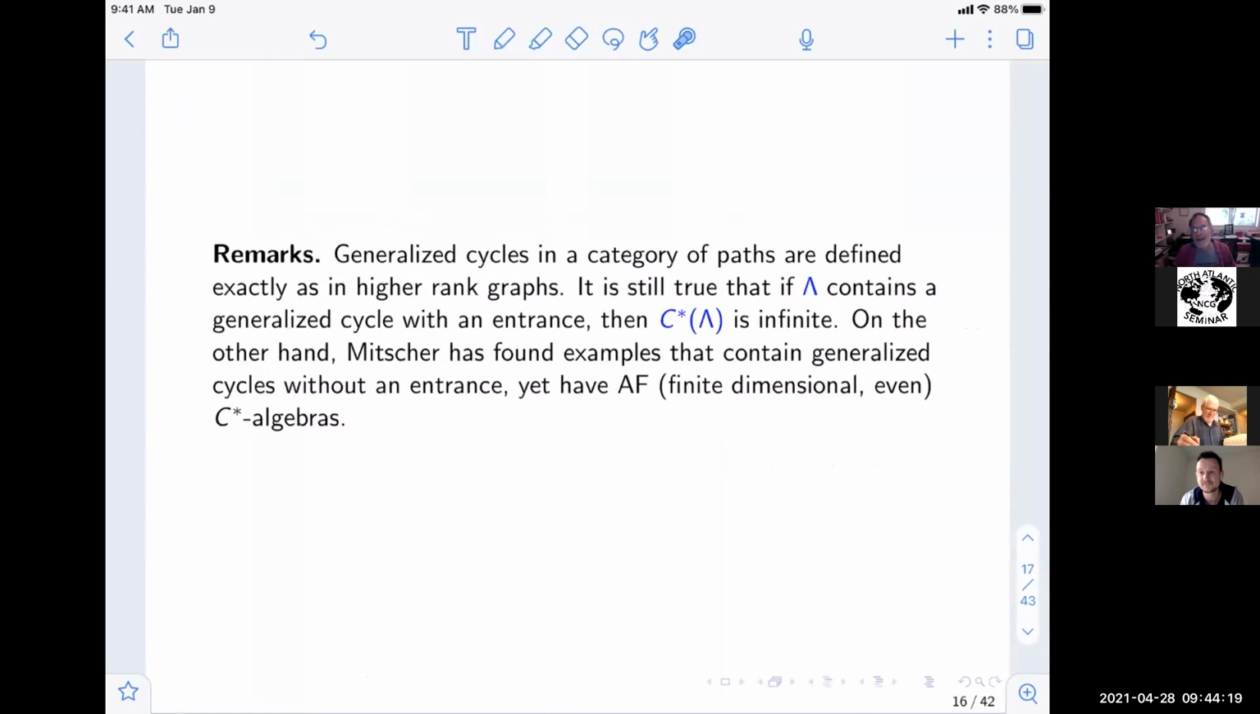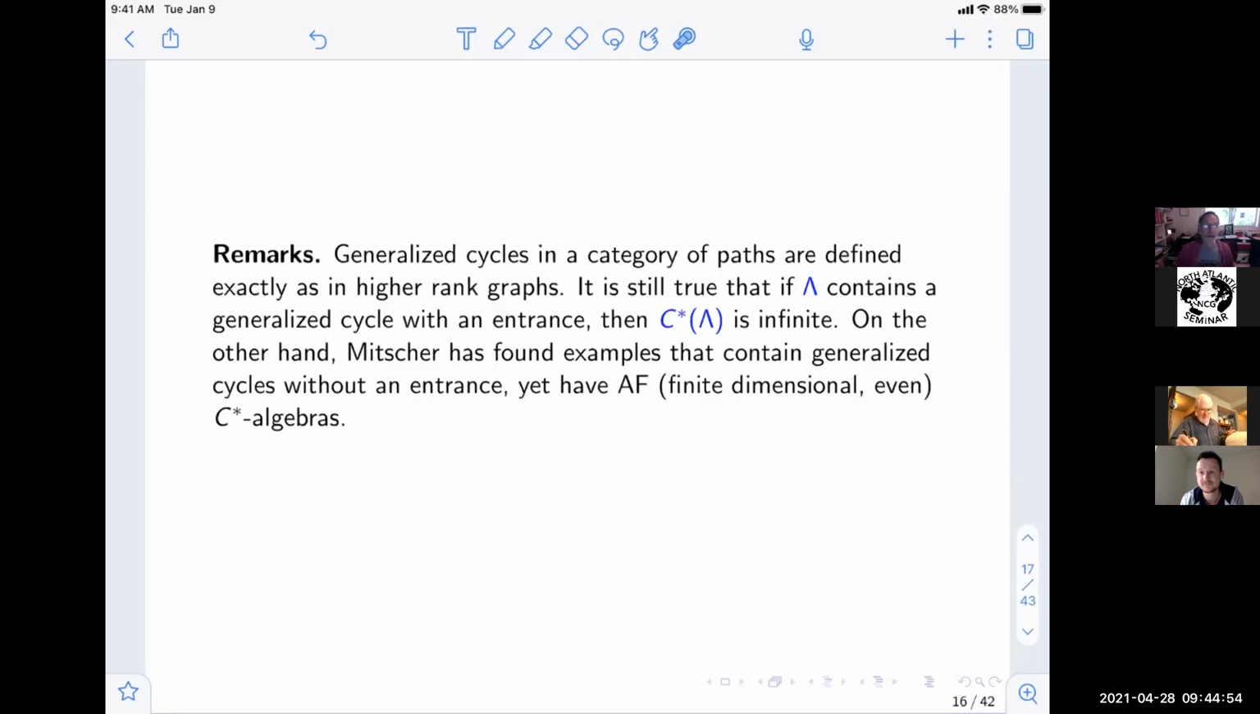So remember, we had this notion of generalized cycles in higher rank graphs, but the exact same definition makes sense in this more general context. And you can still prove it, essentially the same proof. Actually, I find many things are proved much more easily in this general context because there's less machinery to write down. If you don't worry about the degree functor, then some facts which are still true become easier to prove because there's less machinery in the way.